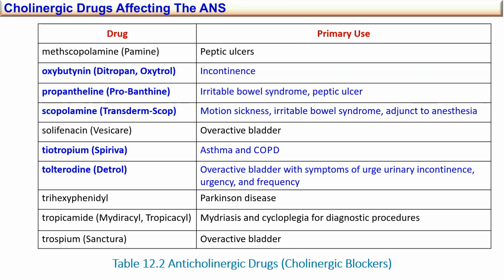Other medications would be oxybutynin, which is Ditropan or Oxytrol, propantheline, scopolamine, which is a widely used drug, or the Transderm Scop patch, and Spiriva. Tiotropium, Spiriva, also is a very, very effective drug for asthma and COPD.